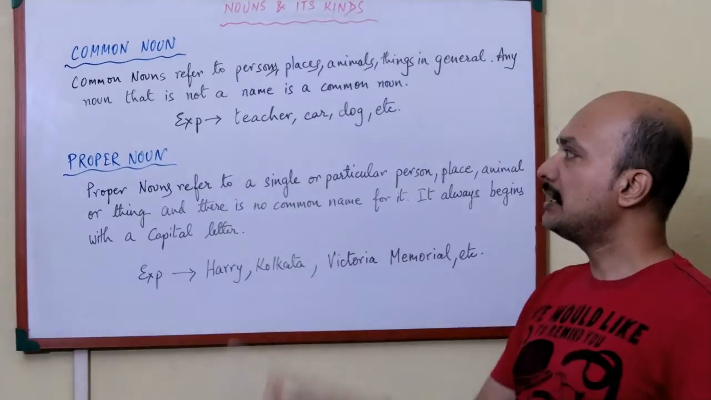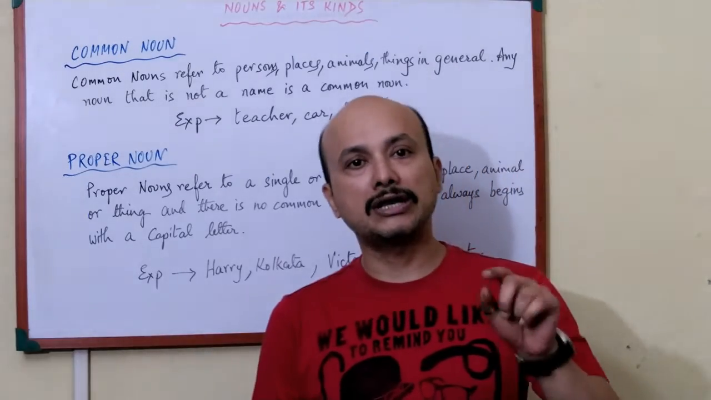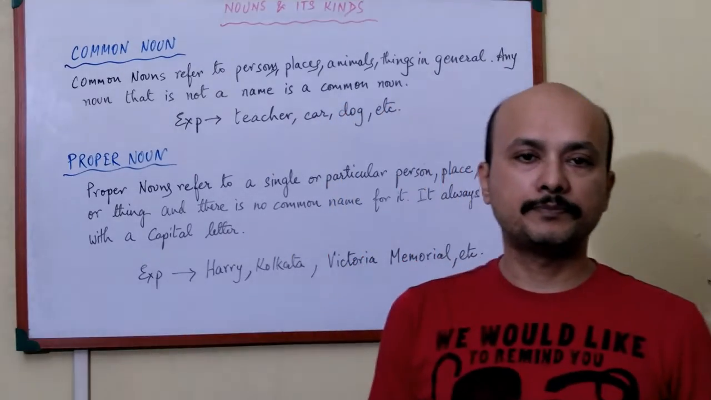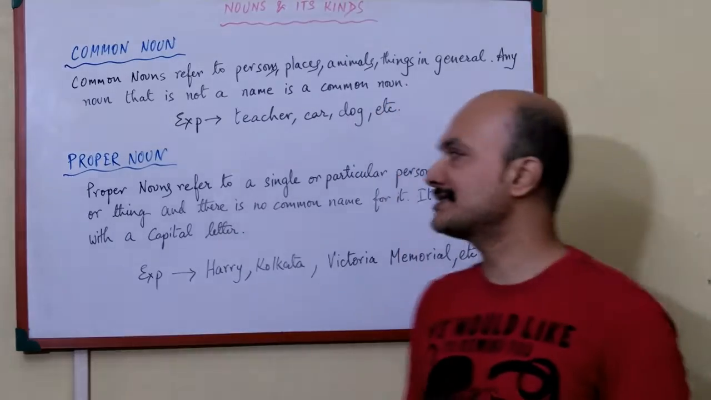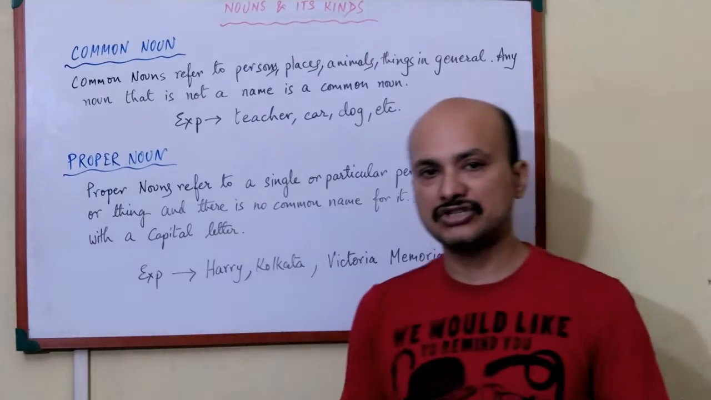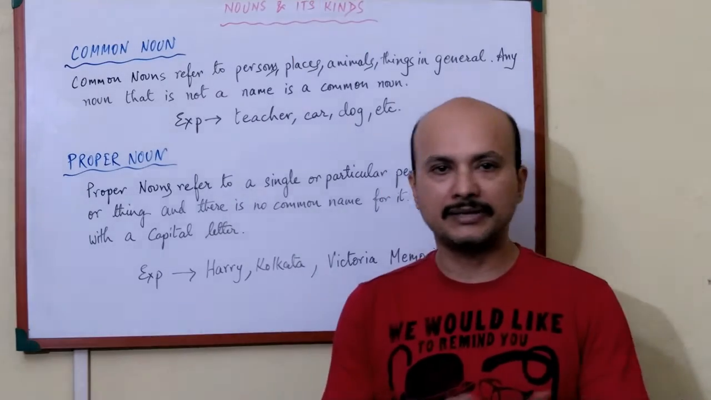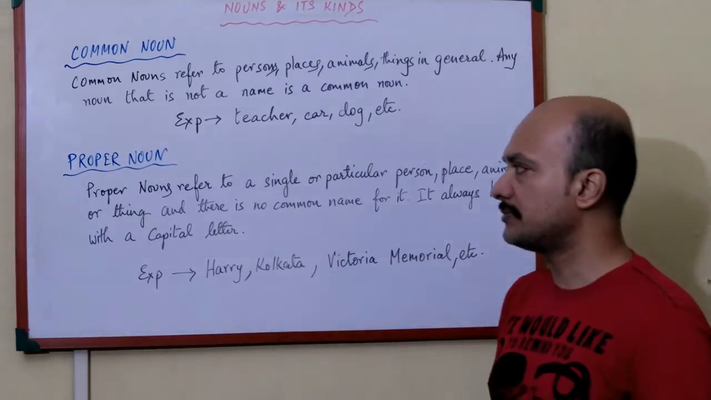Any noun that is not a name is a common noun. It does not name a particular person, thing, animal, etc. That is a common noun. Example, you can see teacher, car, dog, etc. When I say teacher, I mean any teacher. When I say car, I mean any kind of car. All the cars in the world can be referred to. Dog also the same thing.